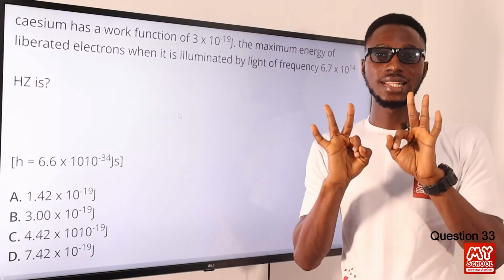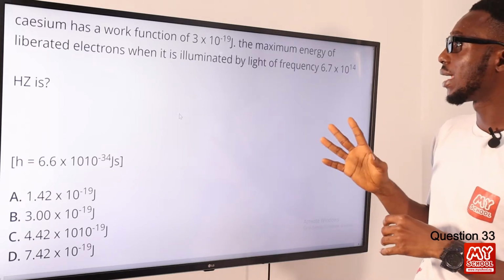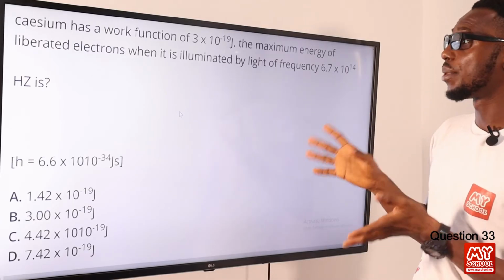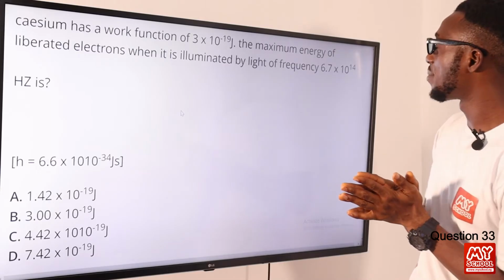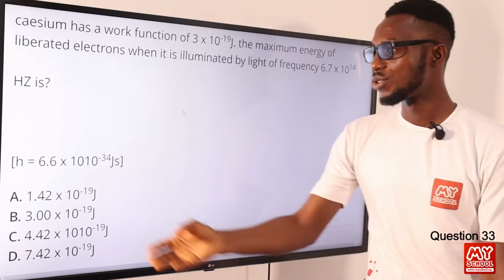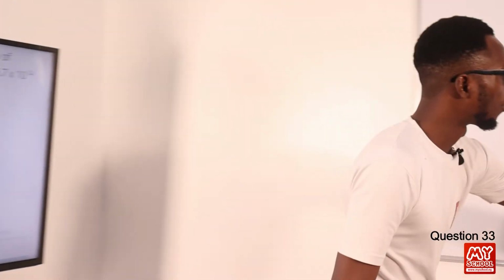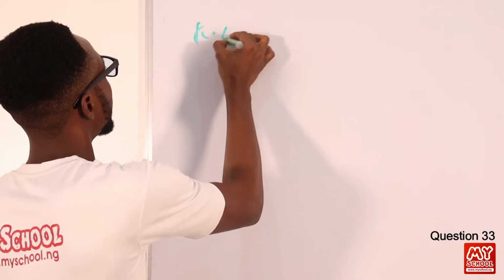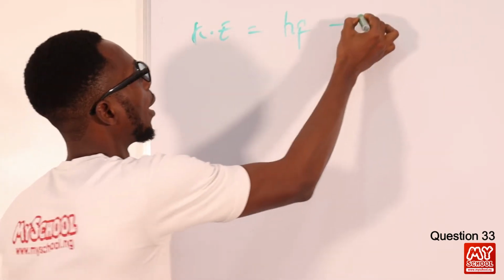Question number 33. All right, so cesium has a work function of 3 times 10 raised to power minus 19 joules. The maximum energy of liberated electrons when it is illuminated by light of frequency 6.7 times 10 raised to power 14 hertz is what? We are given the Planck's constant as this. So let's work together, very easy. So I will just have my solution. We're asked to look for maximum energy, so I can use this, equals hf minus the work function.